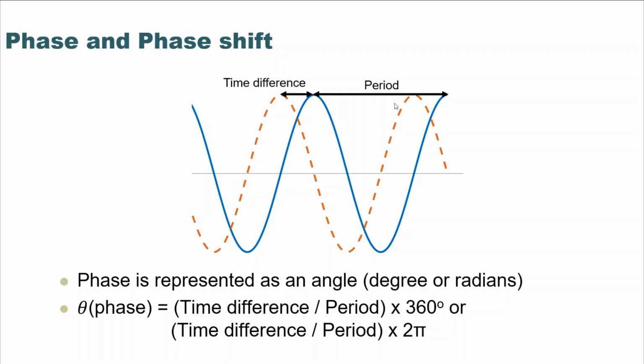And the period is the time interval between two identical points of two cycles in the same signal. You see, this is the peak of the blue signal, and the next peak of the blue signal; the period is the time interval between these two peaks. Since phase is represented as an angle in degrees or radians, to calculate the phase, you take the time difference divided by the period and times 360 if you want it in degrees, or 2 pi for radians.